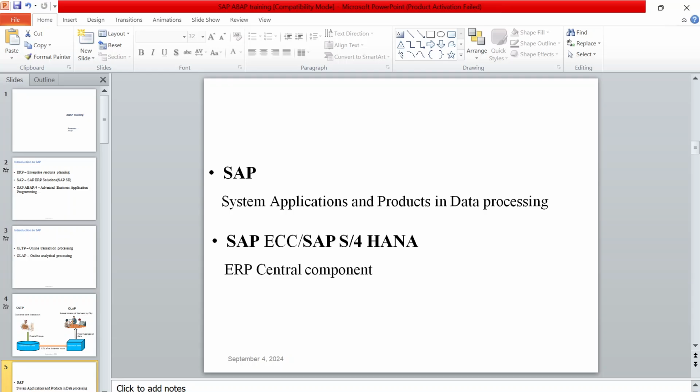If you take any project, like a project of 50 members, 50 resources in the project, the major share of the resources will be ABAP consultants in most of the projects. Okay, there is a need for more ABAP consultants in the project.